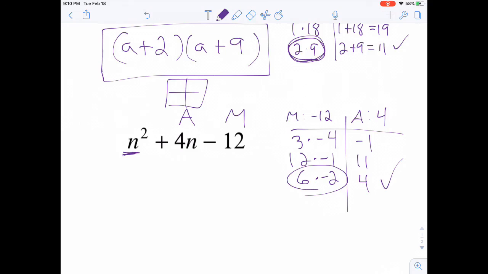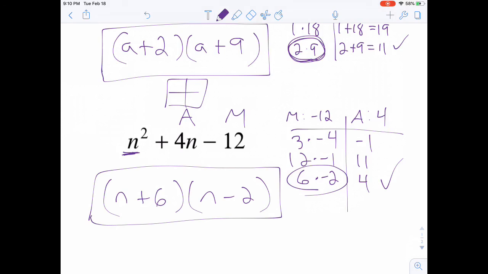If you notice, one's positive, one negative. So I need to set up my parentheses here. n plus 6, n minus 2 is my final answer. Again, I would double check my work by distributing or using the box method to make sure I had my original answer. So again, just two examples here for factoring trinomials when a is equal to 1.